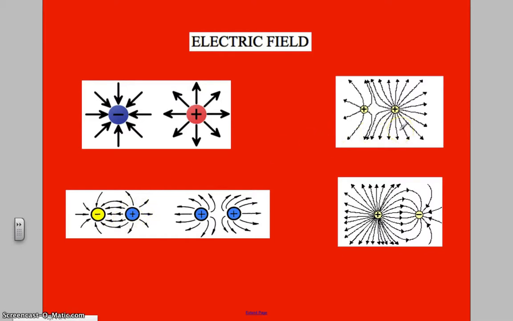If you have twice as many lines, like in this one, it represents twice the charge. In this one, you probably have 3 times as many lines. So it would have 3 times the charge. And notice that some of these connect when you have the positive attracted to the negative.